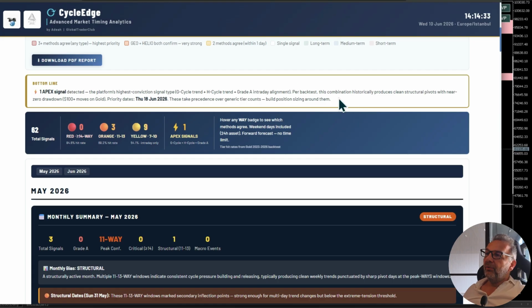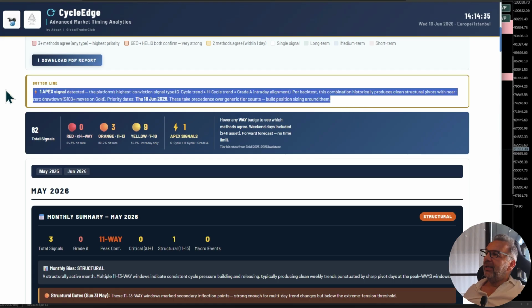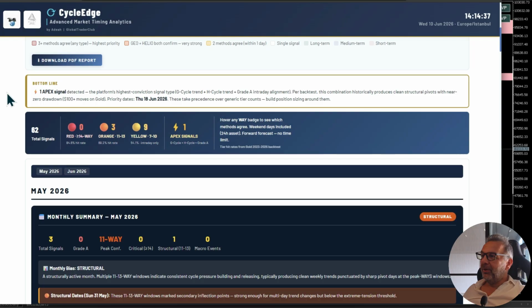So this is already good information, because if I'm trading rarely, I can just pretty much say to myself, you know what, I have a busy month this month, or I have a busy week during that week, but I know when to trade already. Okay, we're on the 10th of June and it's talking about the 18th of June.